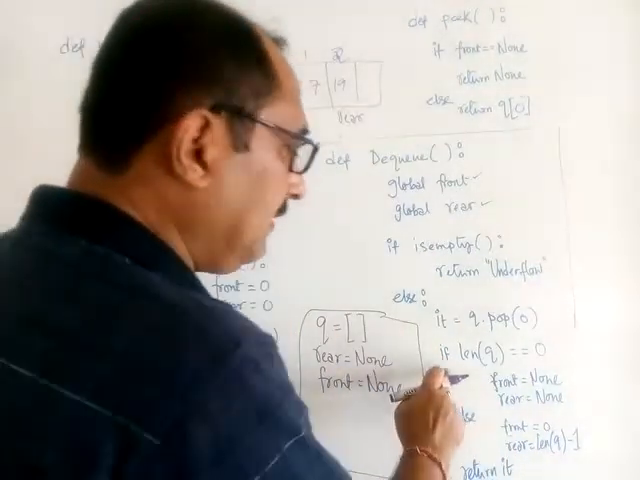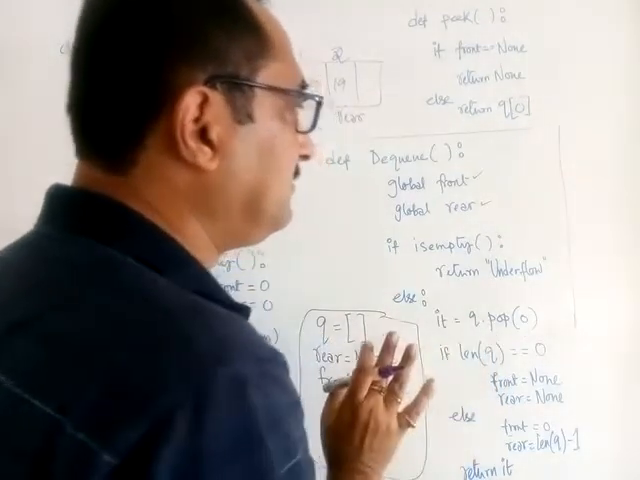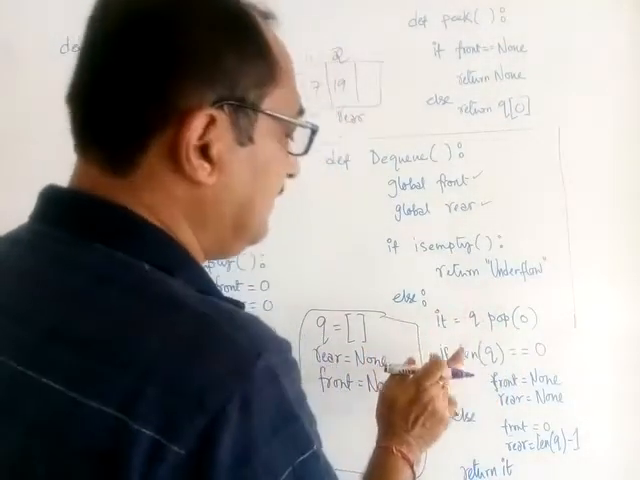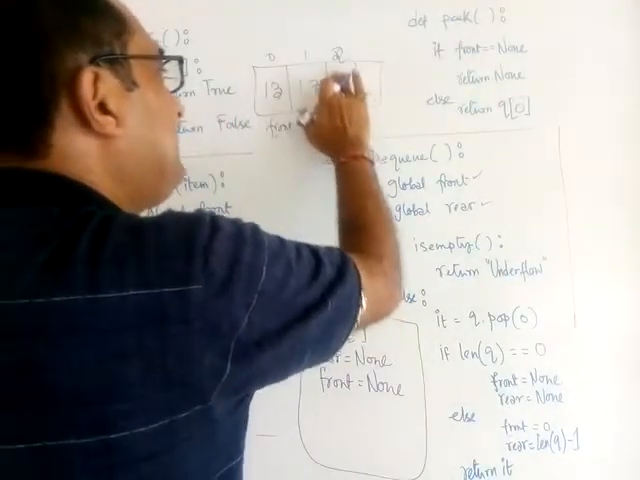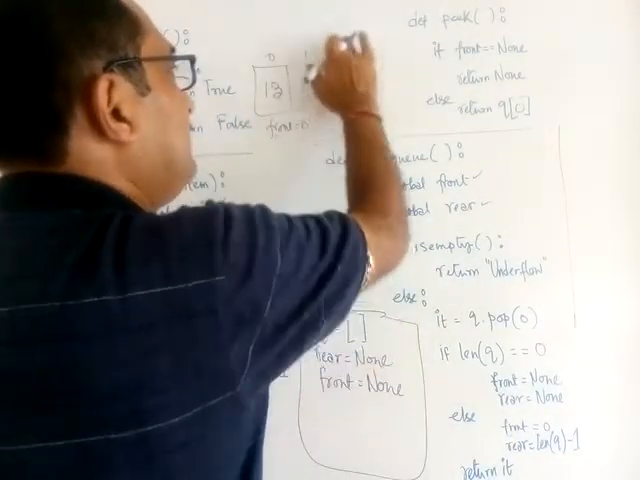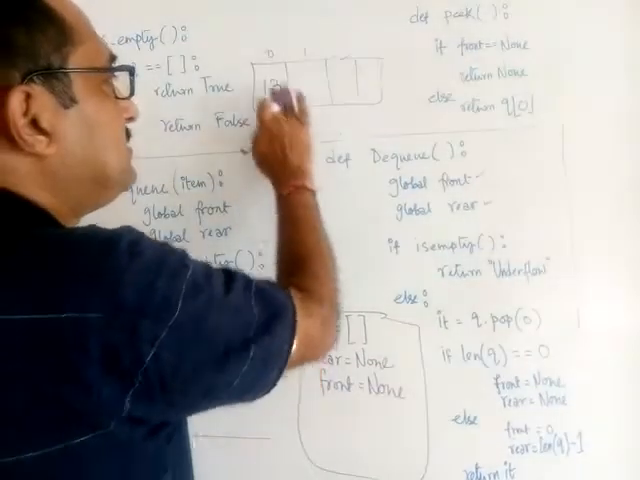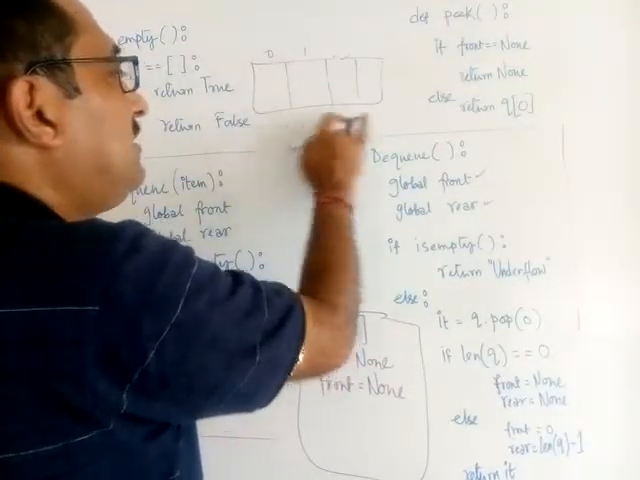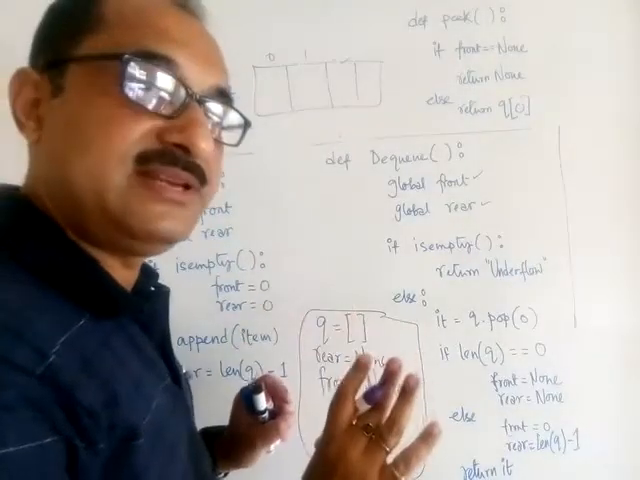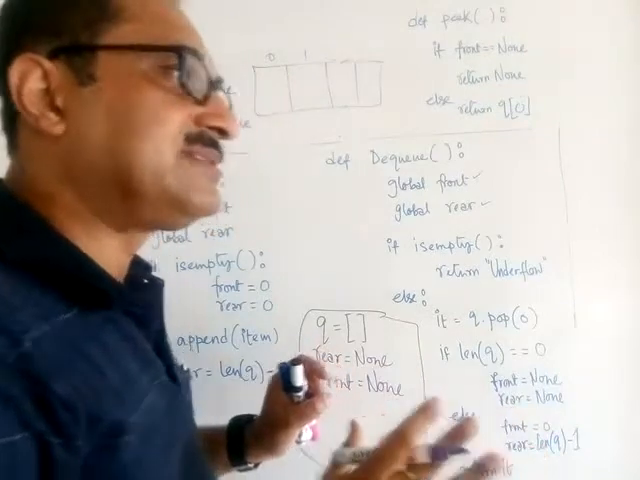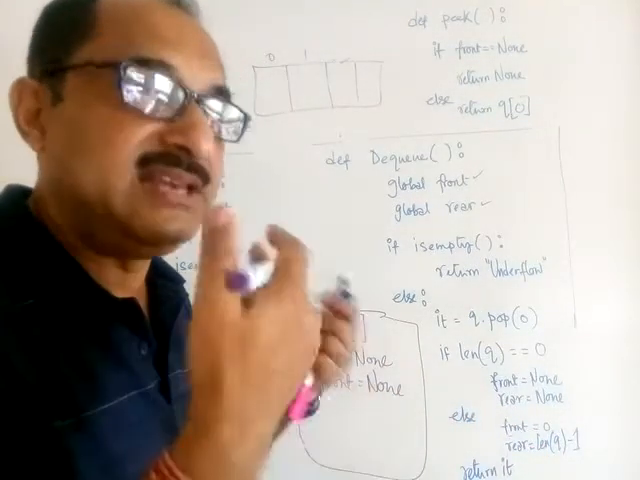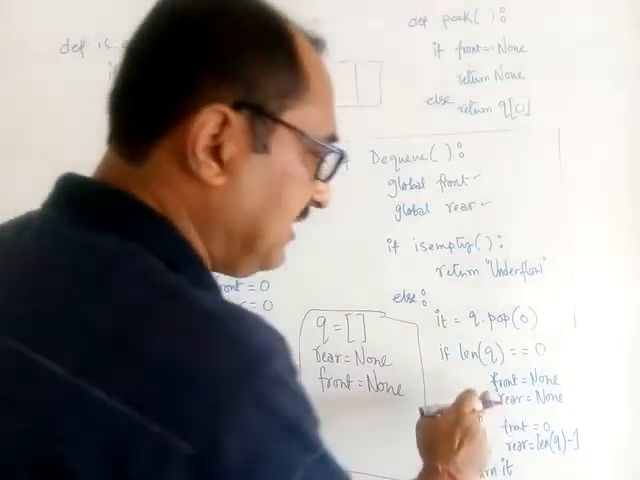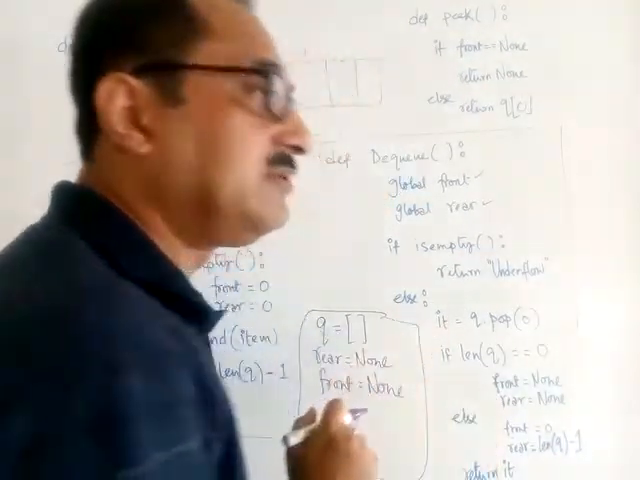Okay. Now, after I removed it, I check whether length of Q is equal to 0. Length of Q equal to 0 means, say I had only one item. Now, if I remove this also, then what will happen? This is gone. The list has become completely empty, or the queue has become completely empty. Under these circumstances, what should happen? Now front and rear, both of them have become irrelevant. They have no meaning. So that is why front equal to none and rear also equal to none.